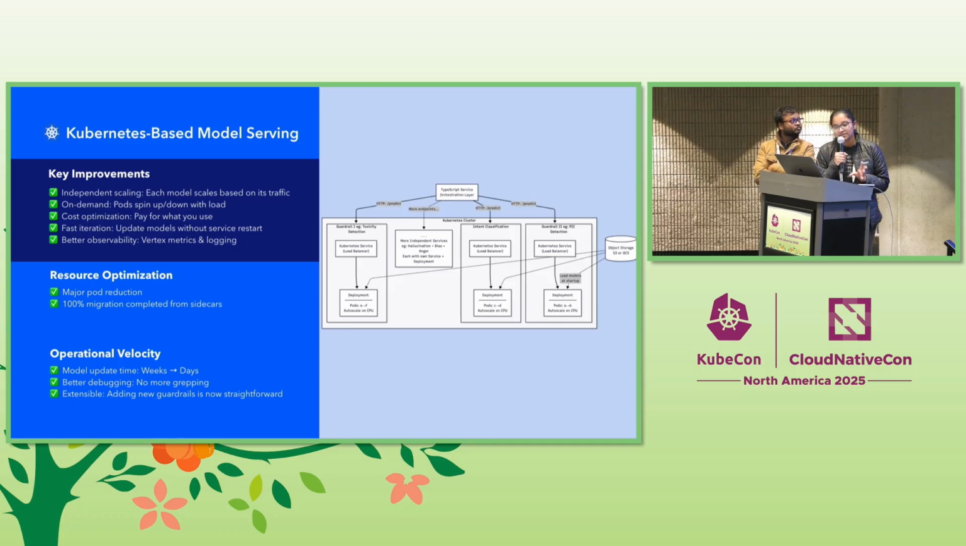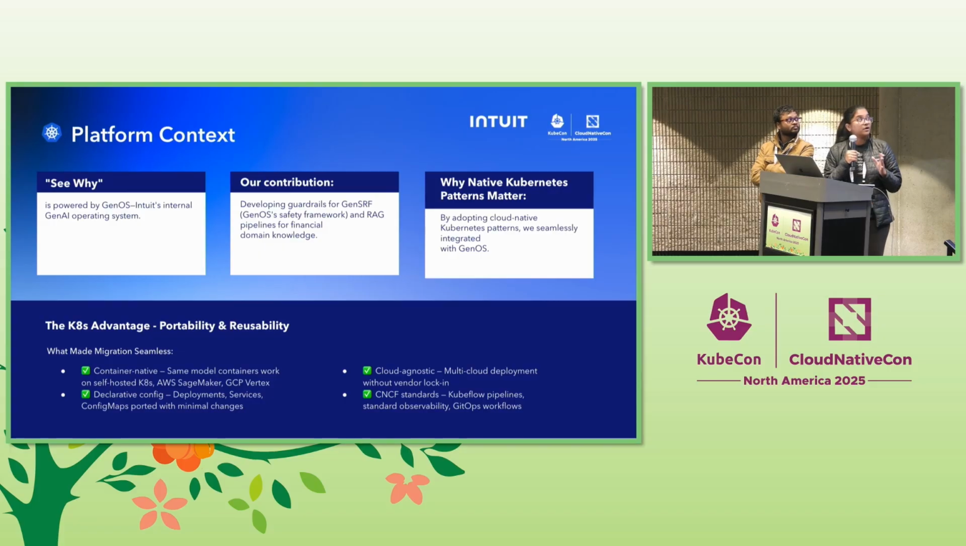So given this landscape, we were already in a place where we were kind of model framework agnostic. And once we were able to achieve this, it was easy for us to go to cloud agnostic infrastructure from here. To put in perspective where we eventually landed, this is our overall platform context. The use case which Raj walked you through is actually powered by Intuit's GenOS, Intuit's internal generative AI operating system.